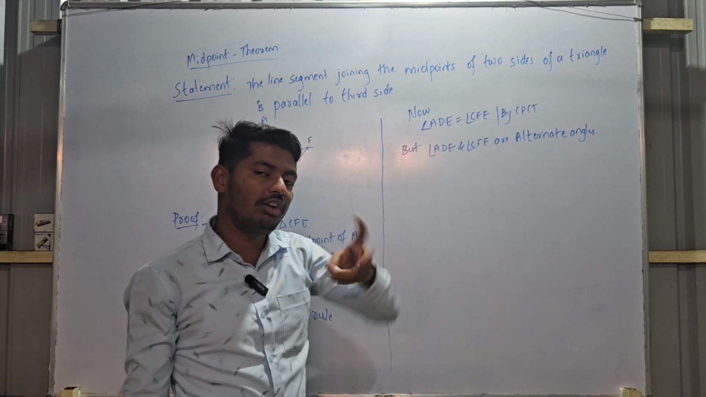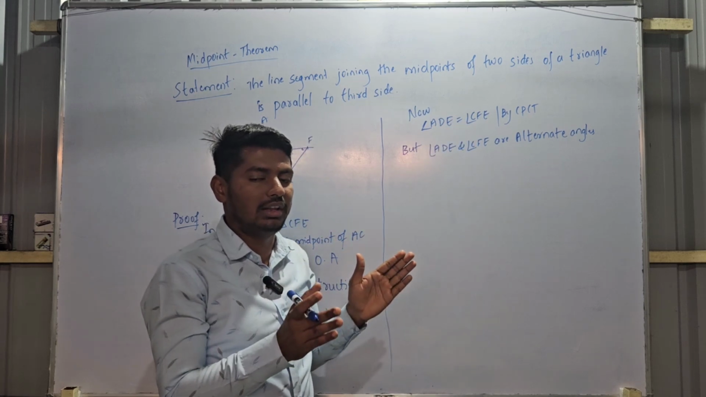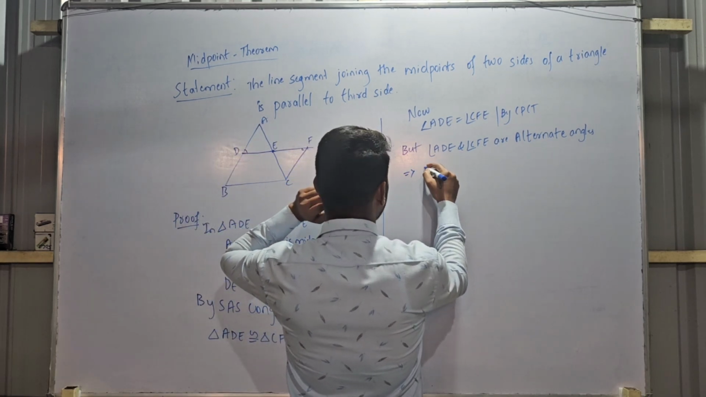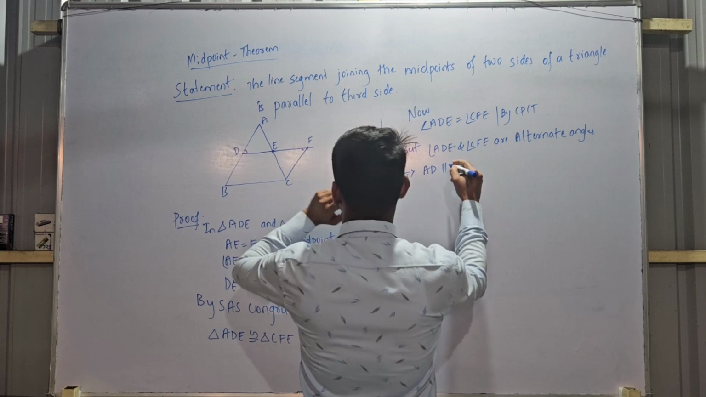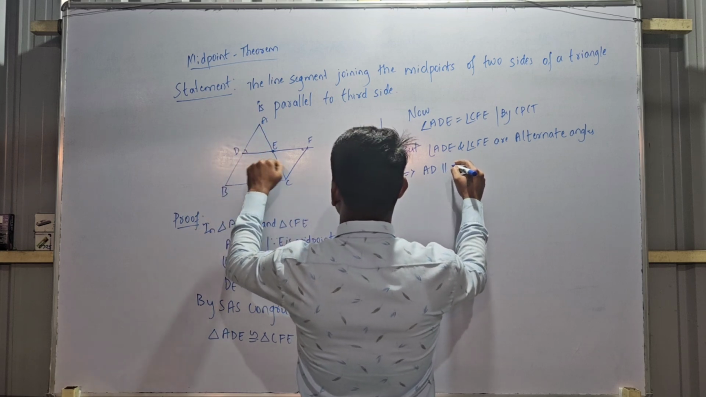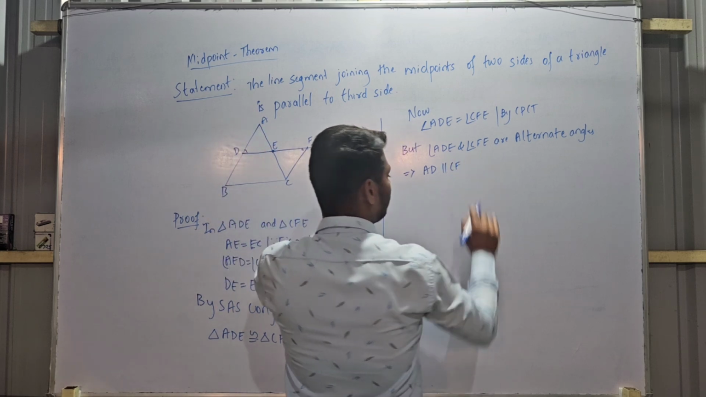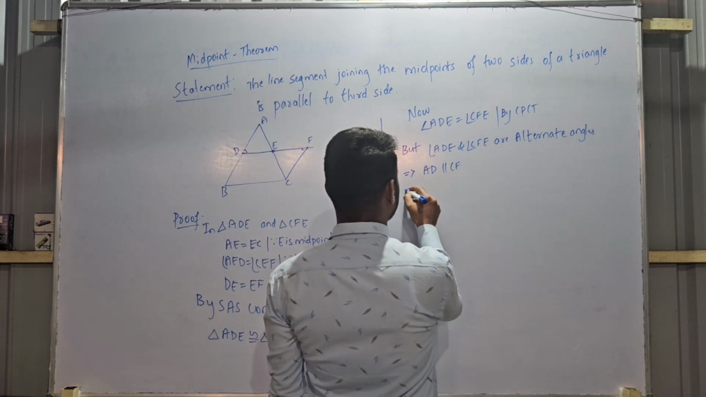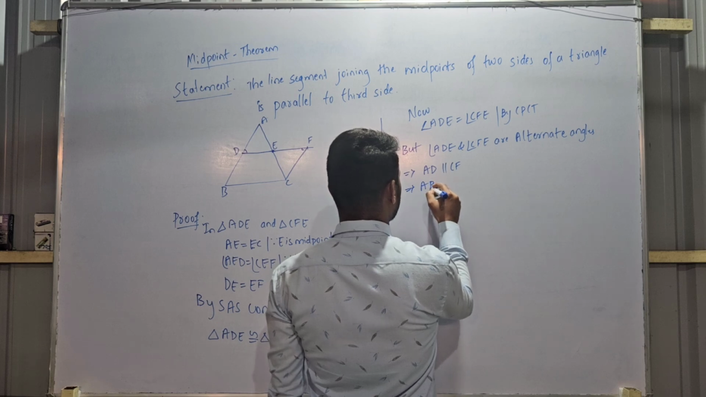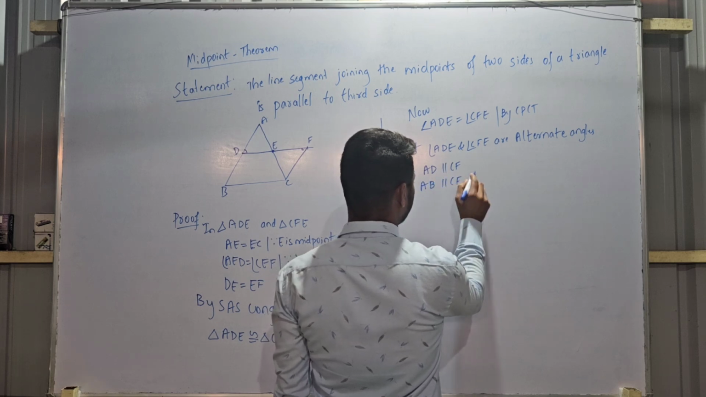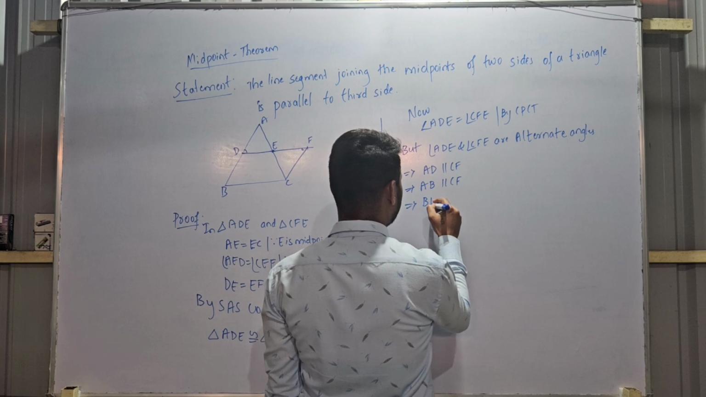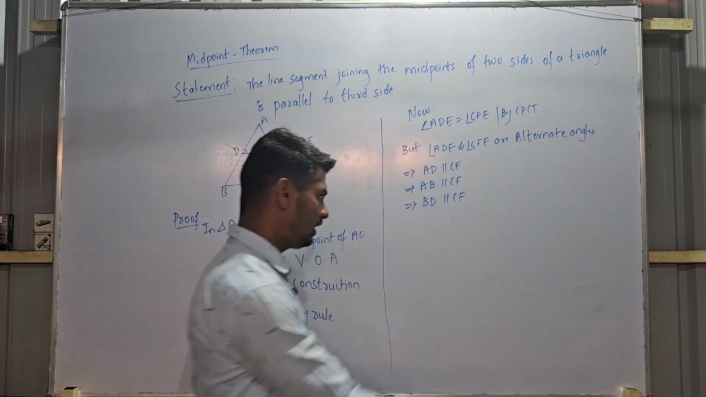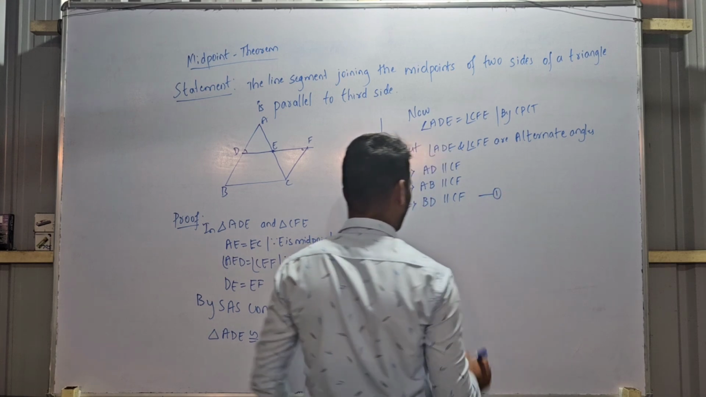If a pair of alternate angles are equal, then the lines are parallel. So we get AD is parallel to CF. This implies AB is parallel to CF, so BD is parallel to CF. Let it be equation number 1.